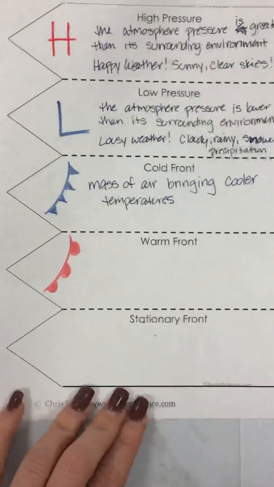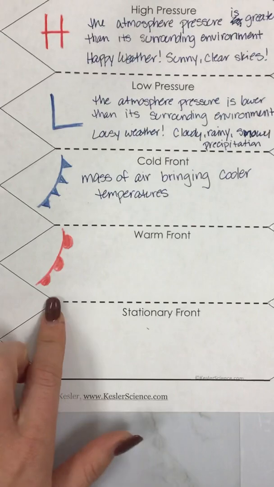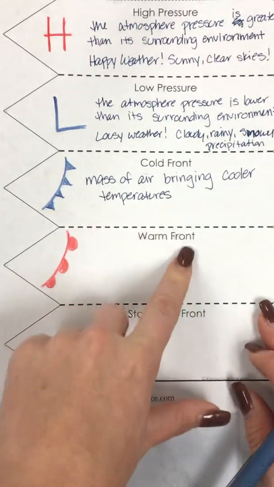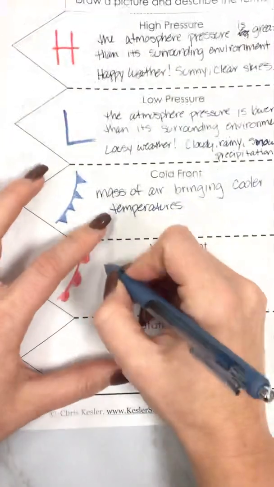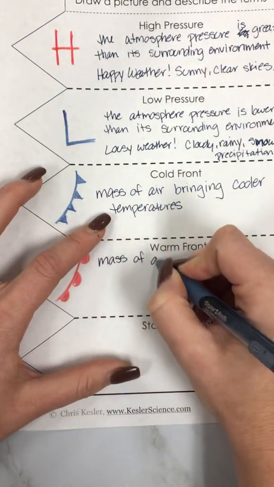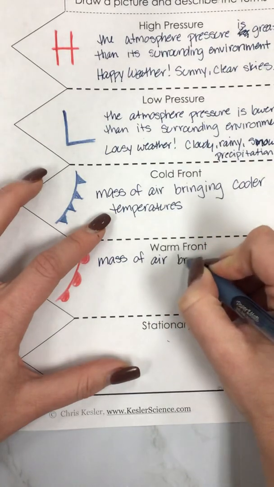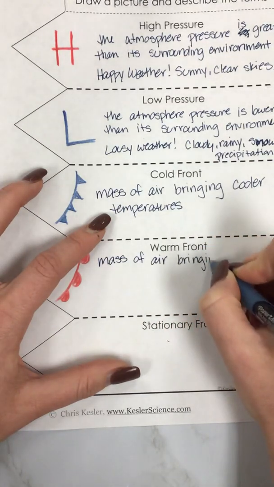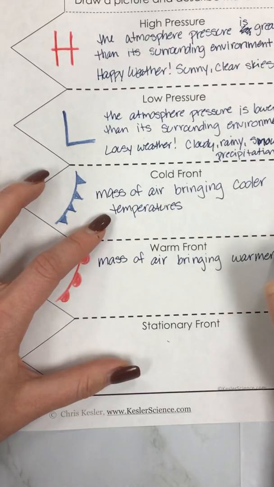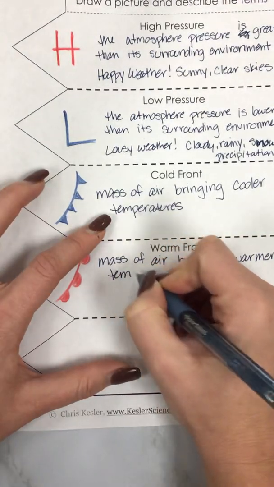Okay, so that is what your warm front symbol is going to look like. As we can guess from the name, this is going to be a mass of air bringing warmer temperatures.